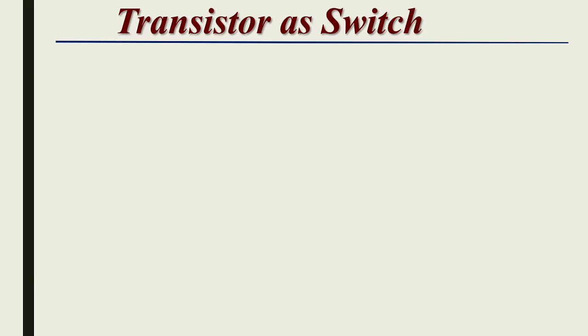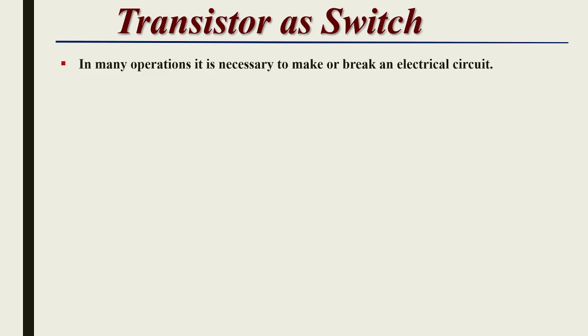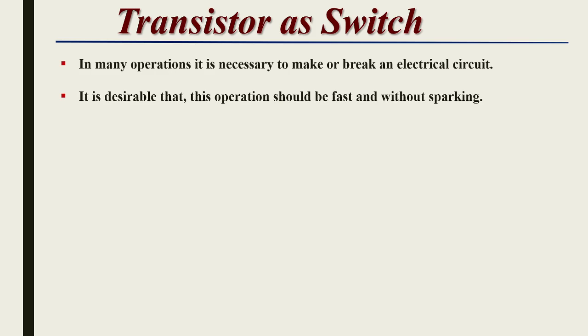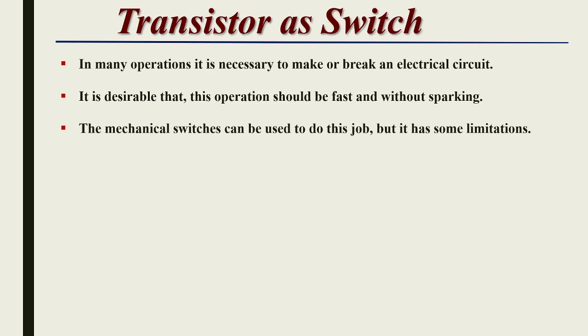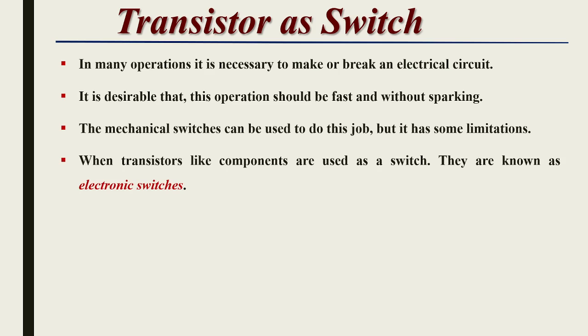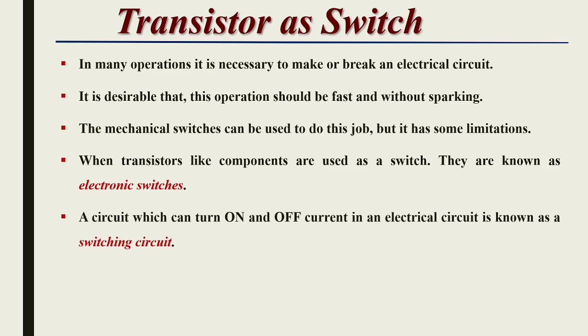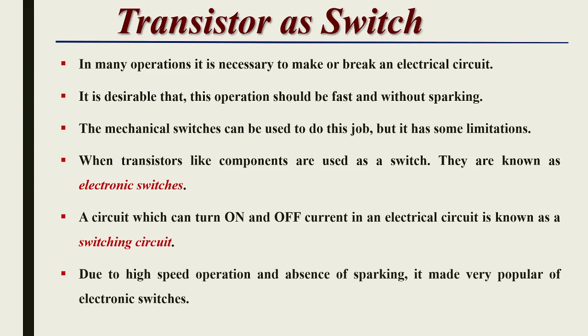Now the second application of a transistor, that is as a switch. In many operations it is necessary to make or break an electric circuit. It is desirable that this operation should be fast and without sparking. Mechanical switches can be used to do this job, but they have some limitations, and when transistors are used as a switch, they are known as electronic switches. A circuit which can turn on and off current in an electrical circuit is known as a switching circuit, and due to the high speed operation and absence of sparking, electronic switches have become very popular.